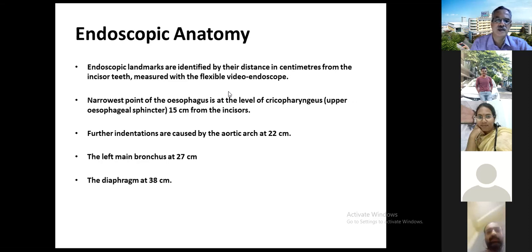While doing endoscopy, no? Yes, sir. Indentation at 22 means aortic arch. At 27, biopsies as such have to be avoided in this area, sir, to prevent complications if at all there is any growth or anything.